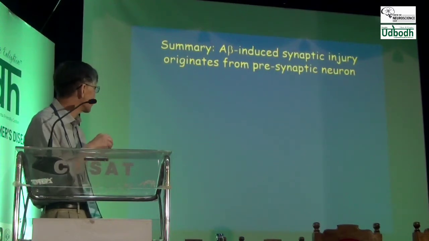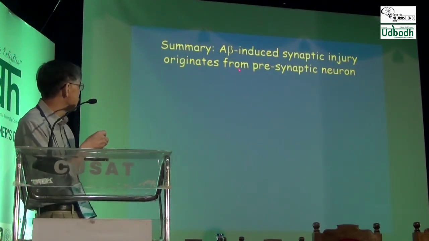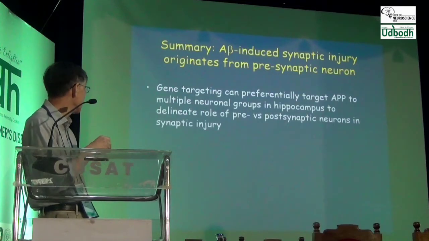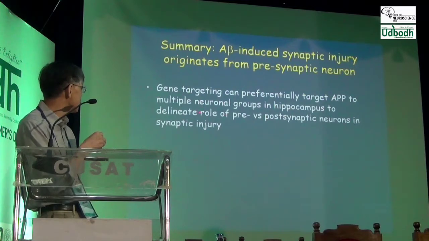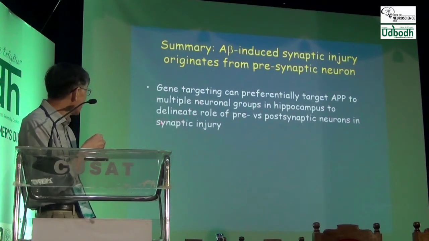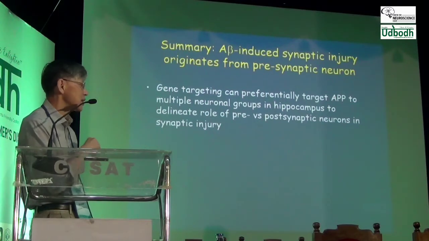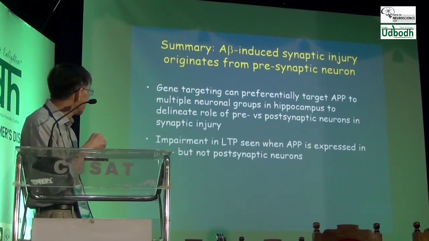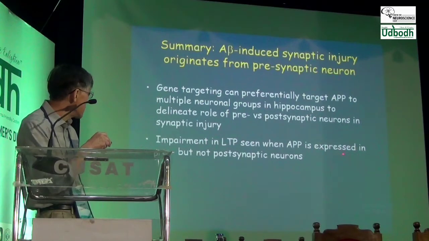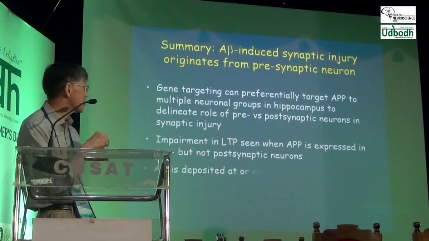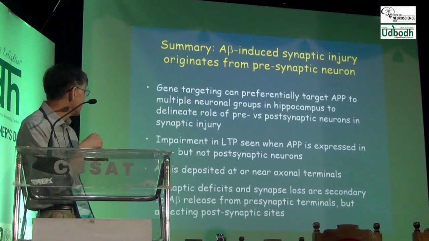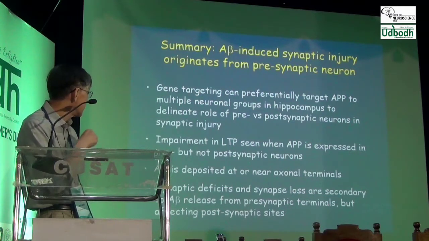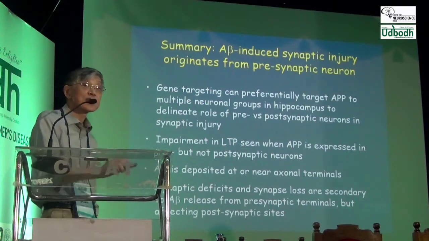Okay, so in summary, in this first vignette is that A beta-induced synaptic injury originates from the presynaptic neurons. Okay, hope I've convinced you of that, and that gene targeting can preferentially target APP to multiple neuronal groups and to delineate the role of pre versus postsynaptic neurons. And impairment in LTP is seen when APP is only expressed in pre but not postsynaptic neurons. A beta is deposited at or near axonal terminals, and then the synaptic deficits and synapse loss are secondary to release of A beta from presynaptic terminals, but affecting the postsynaptic sites.